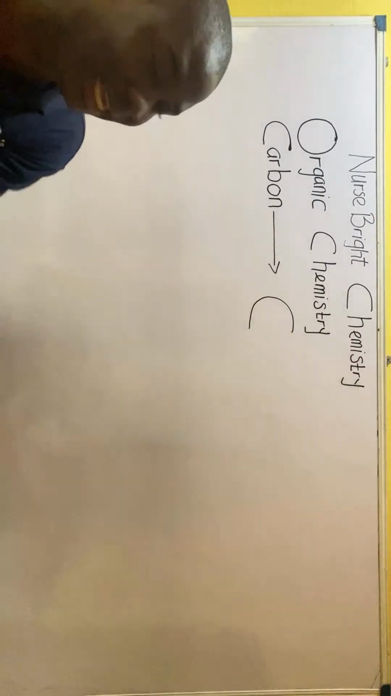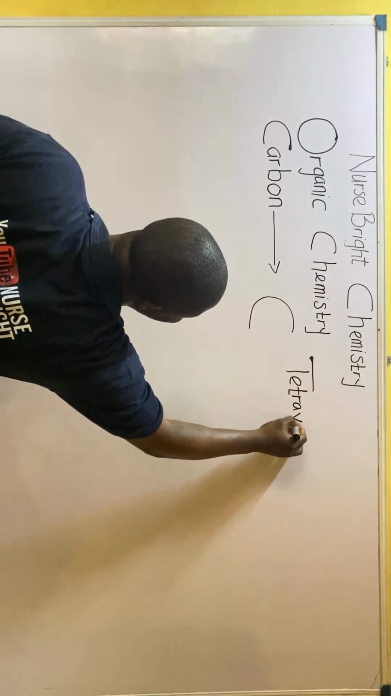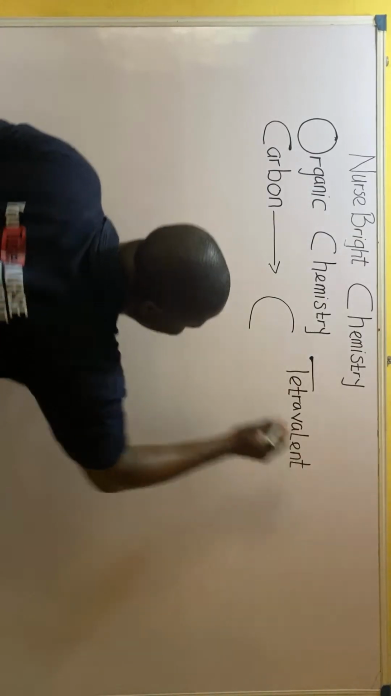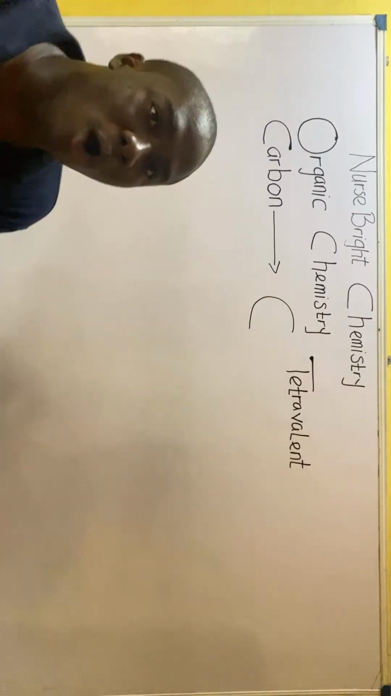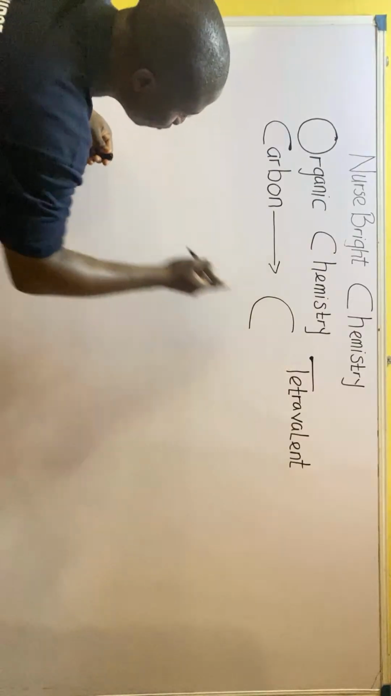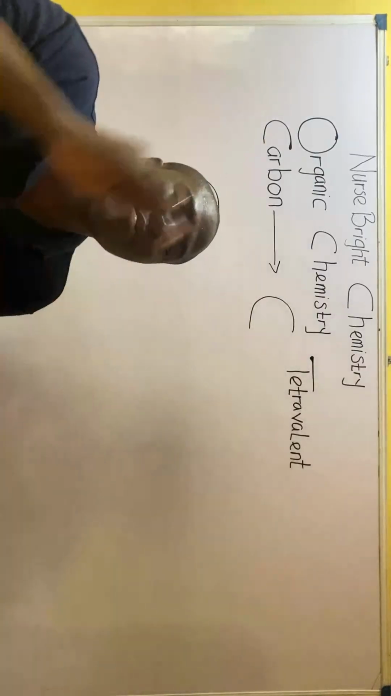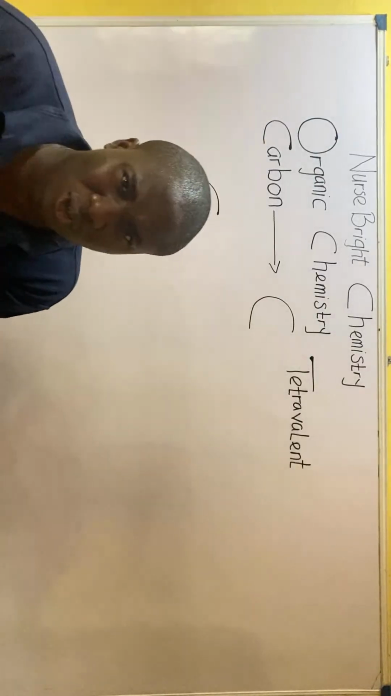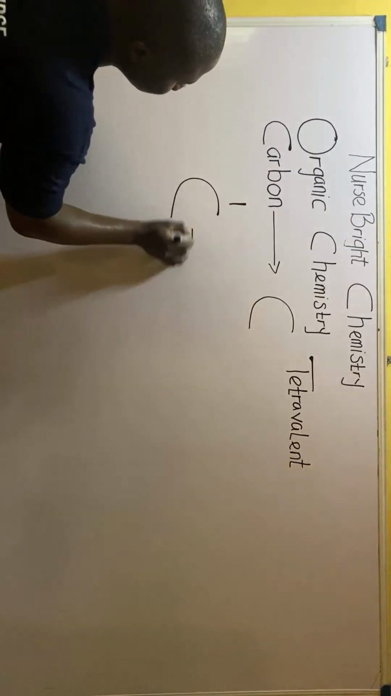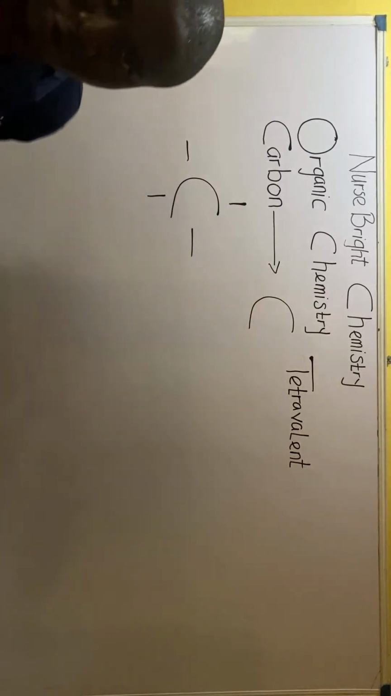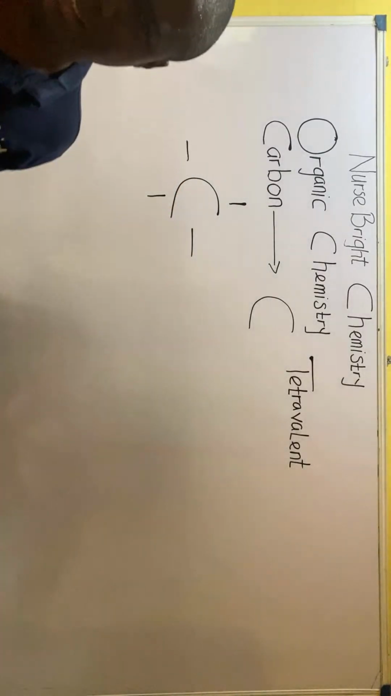Now, another key thing you should know about carbon is that carbon is tetravalent. What do I mean by this? It's very simple. Carbon being tetravalent means that the maximum number of bonds that should surround carbon as an element is 4. Tetra simply means 4. I believe you are following me. So carbon is a tetravalent element.